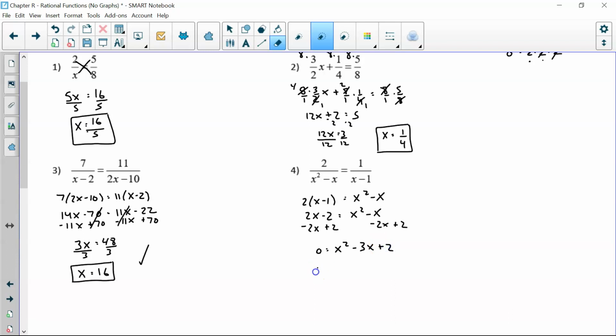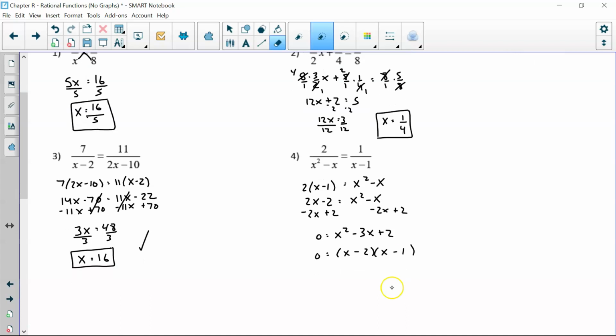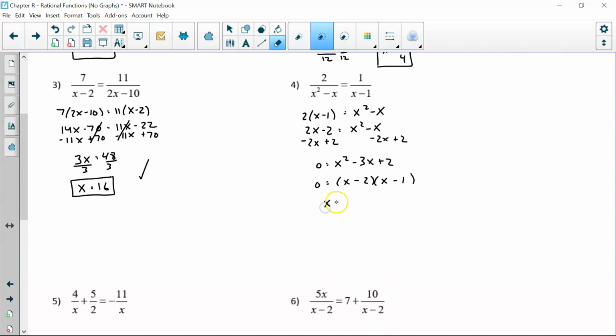And this quadratic is factorable. So when you factor that quadratic, you get x and x. To multiply to 2 and add to negative 3, we're going to have a minus 2 and a minus 1. Now that it's factored, set x minus 2 equals 0, x minus 1 equal to 0, so x equals 2 and x equals 1. We have to talk about extraneous solutions.